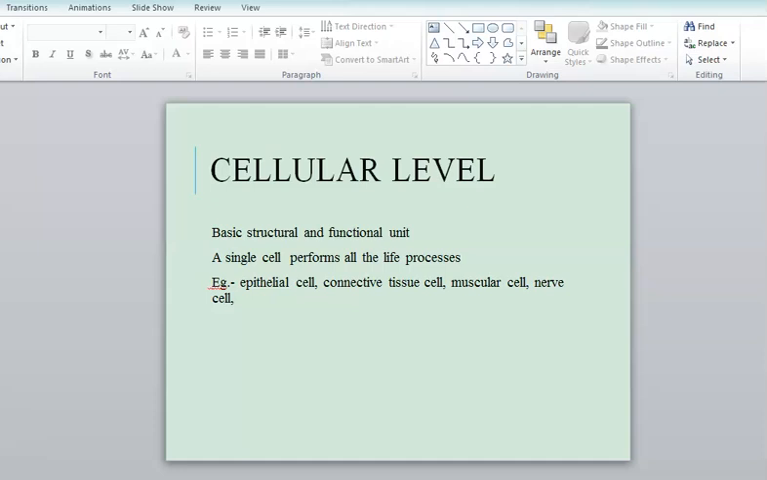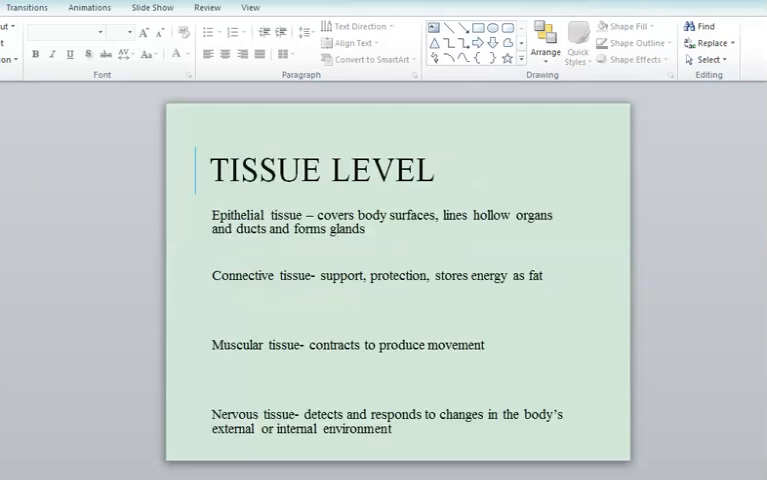Cellular level is the basic structural and functional unit of the body, cells. Cells are the basic structural and functional unit. Why is it called so? Because a single cell performs all the life processes. Example, epithelial cell, connective tissue cell, muscular cell, nerve cells. When cells combine together, they form the next level, that is the tissues.